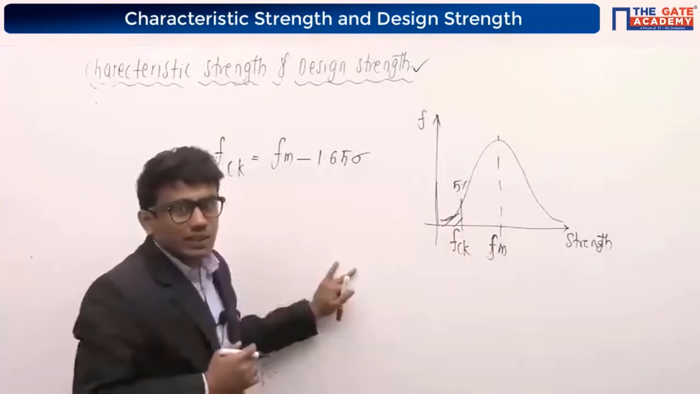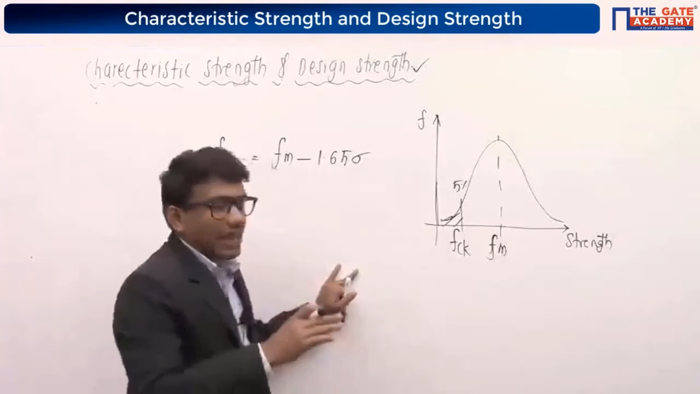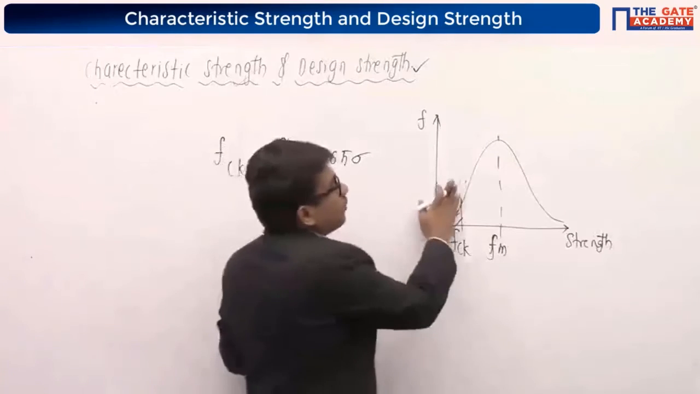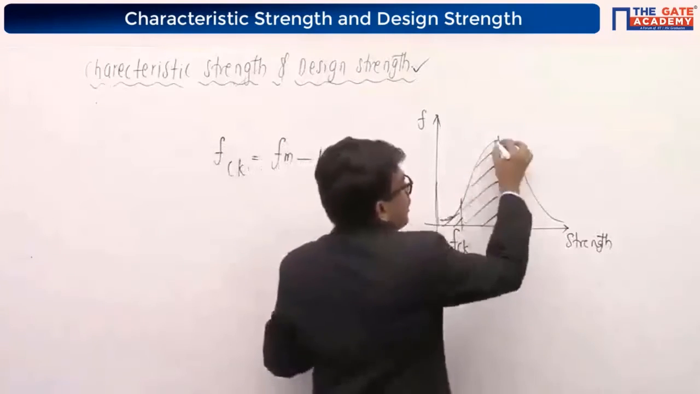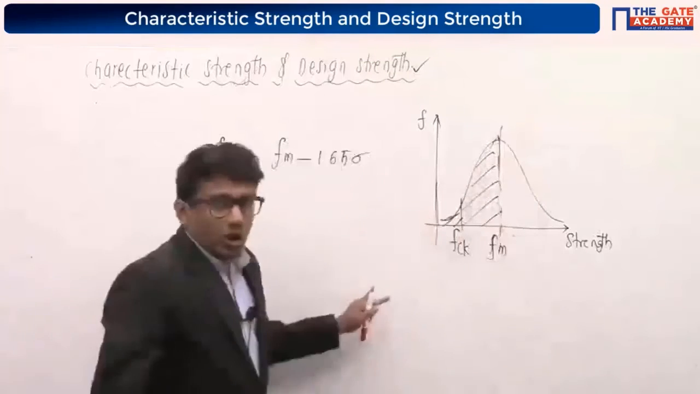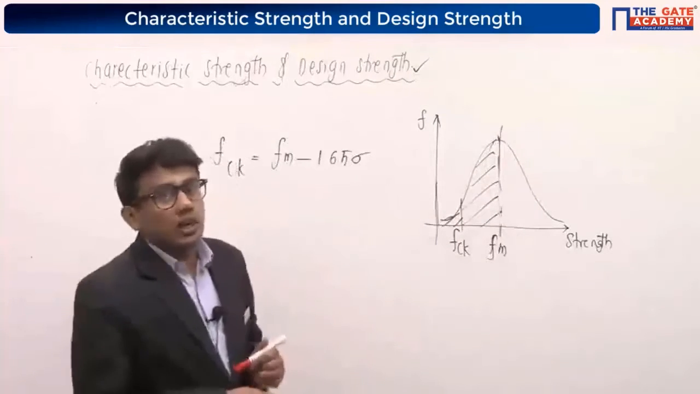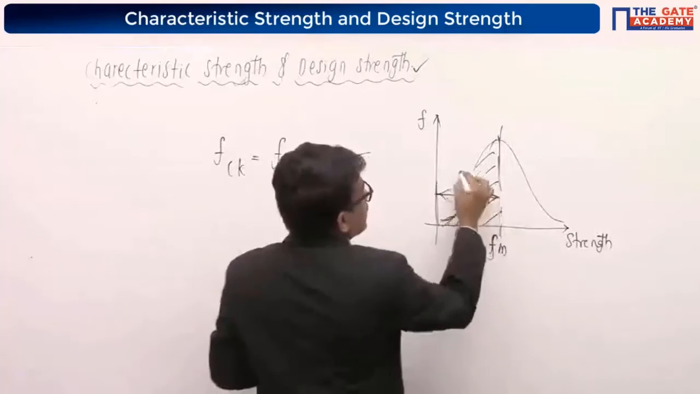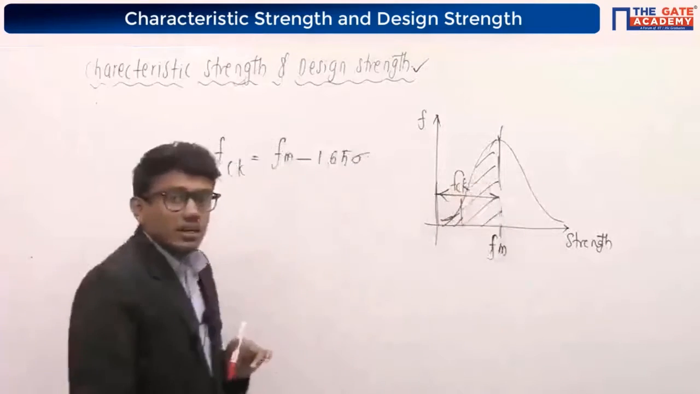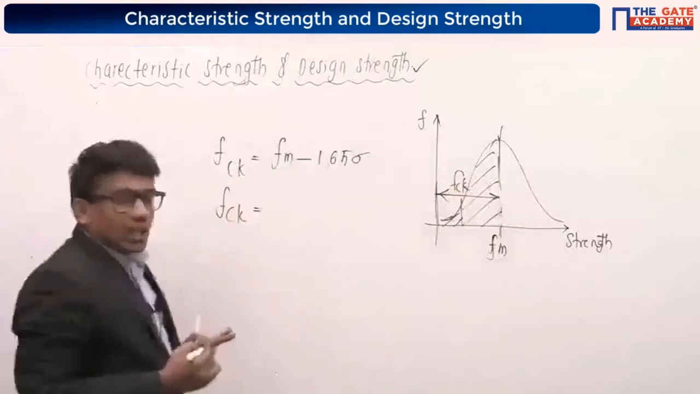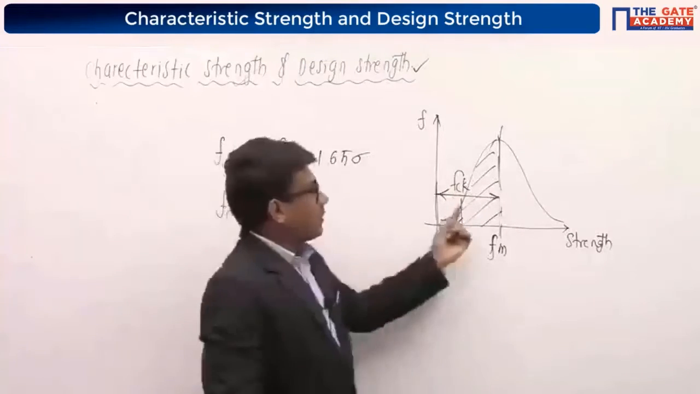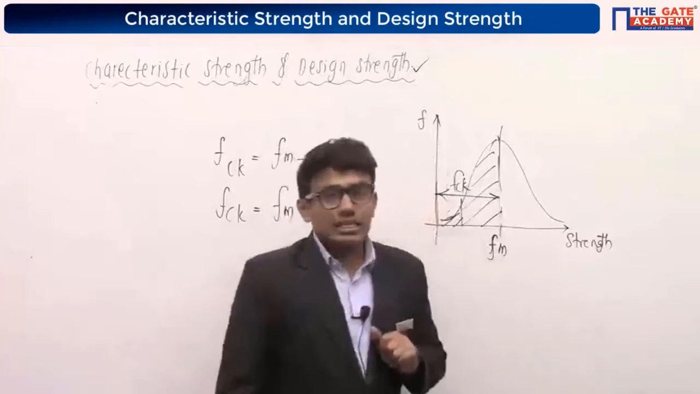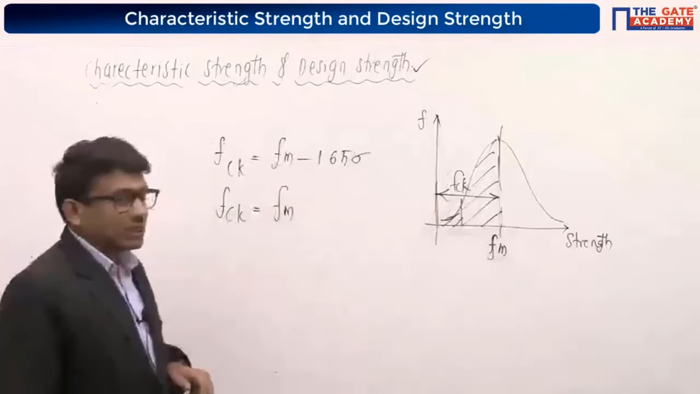But here in this question, it is given that the characteristic strength of the concrete is defined as that strength value below which not more than 50% of the test results are expected to fall. This is actually the 50% confidence level, which means that FCK will be coming here, at the mean. So as per the definition given in the question, FCK will be equal to FM. That's the reason why we are getting the answer as C. The correct answer will be C.